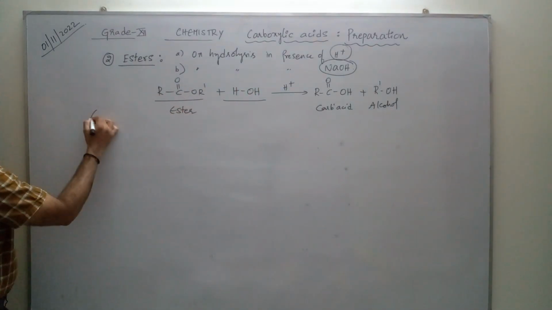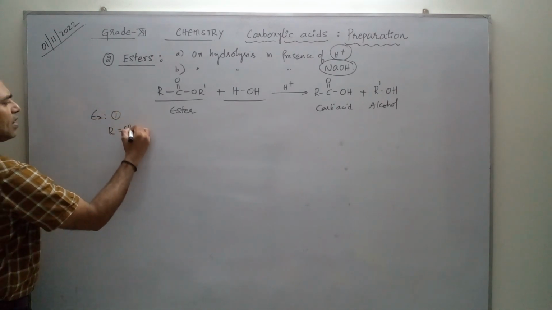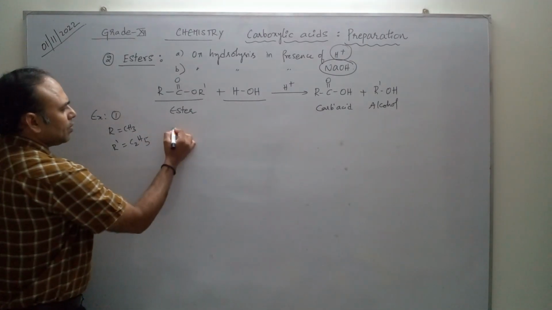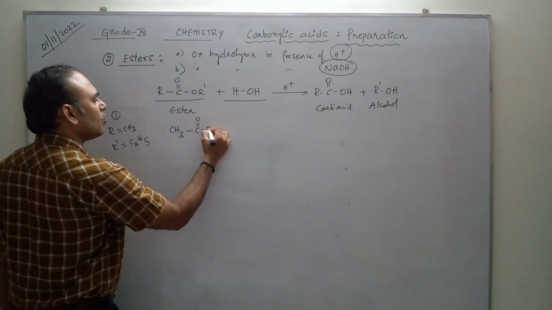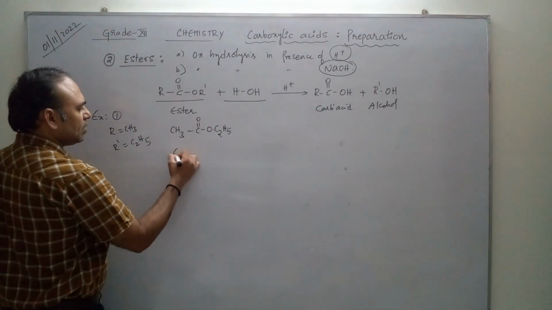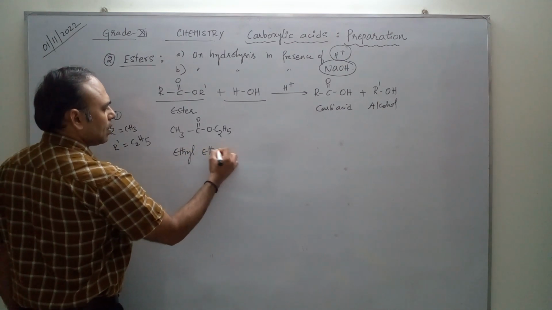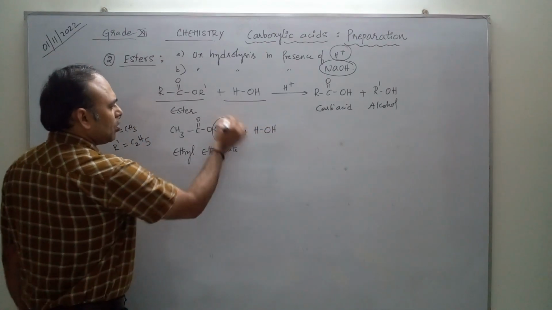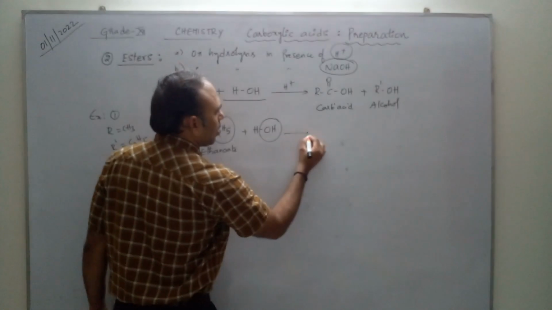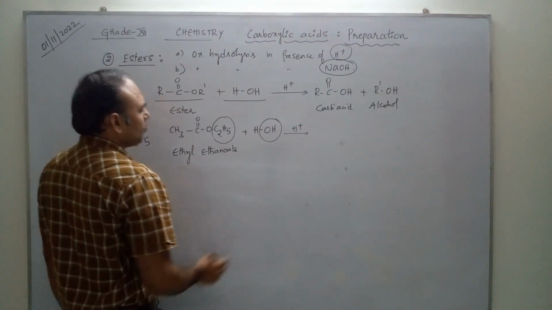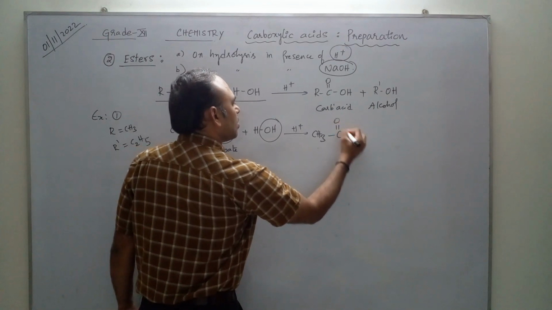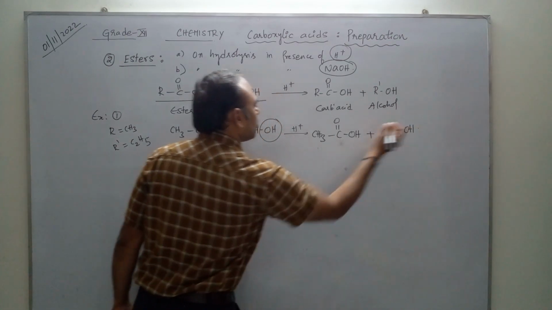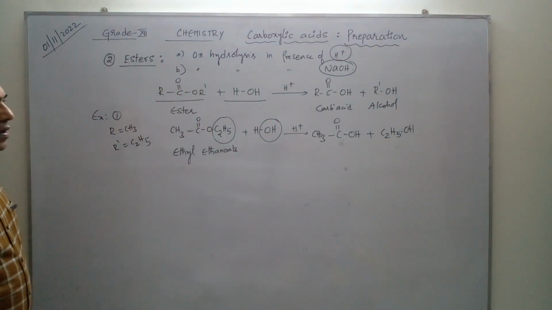Now let us take examples. First one, if R is methyl group and R dash is ethyl group, what will be the products? By substituting, we get CH3COOC2H5, nothing but ethyl ethanoate, plus HOH. Now what happens? You have C2H5 and OH in acidic medium. So we will get first CH3COOH, and second one is C2H5OH. So you get acetic acid as well as ethyl alcohol.